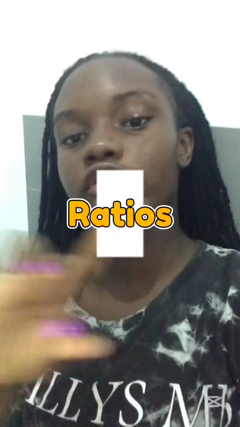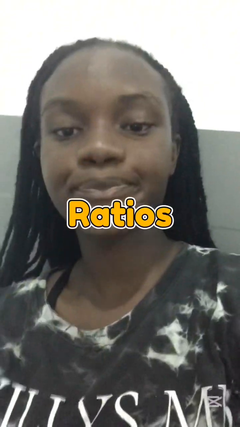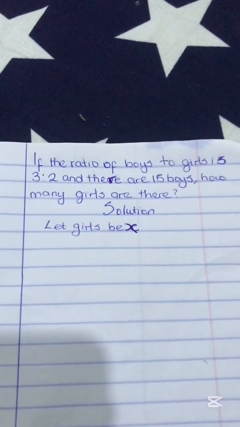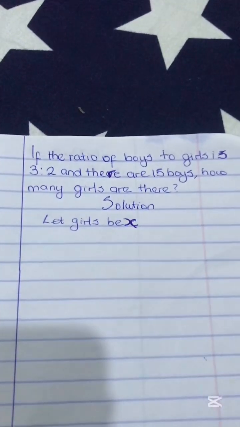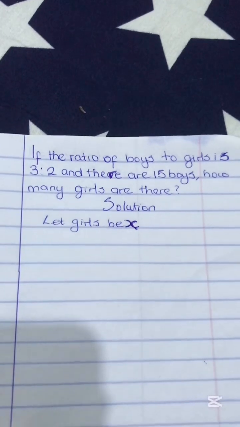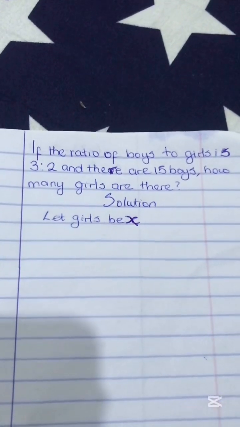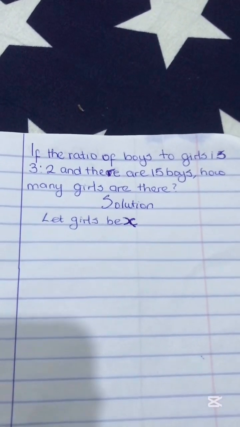This is the question, and the topic is on ratios. So let's dive in. I wrote the question down, and the question reads: if the ratio of boys to girls is 3:2 and there are 15 boys, how many girls are there?